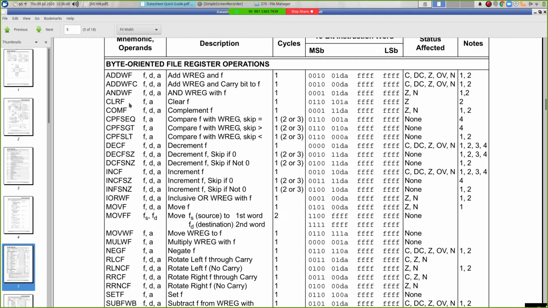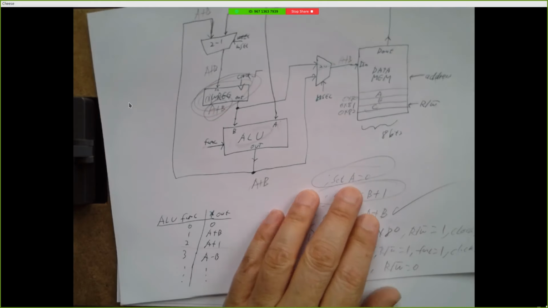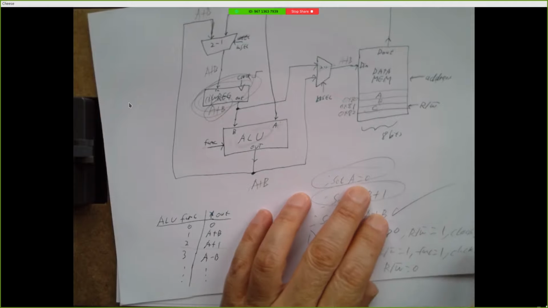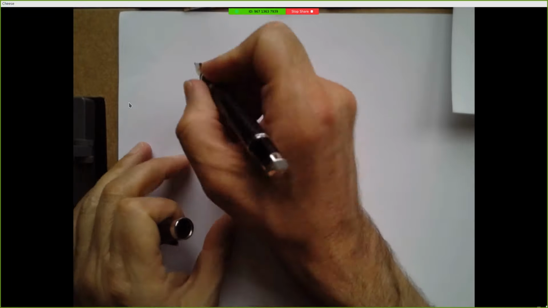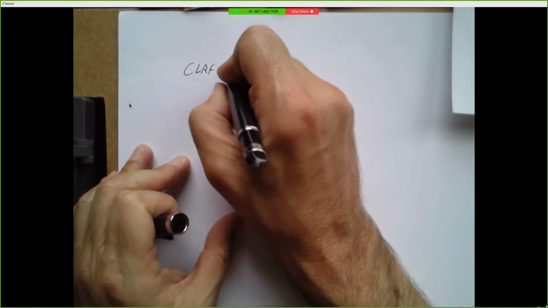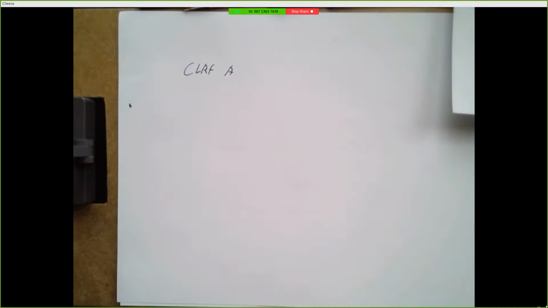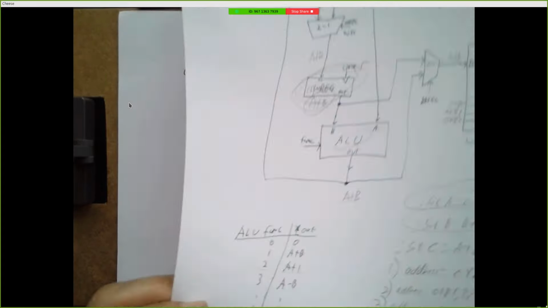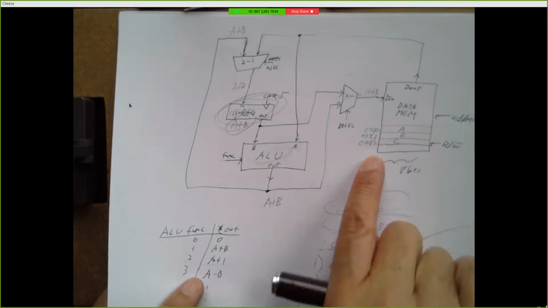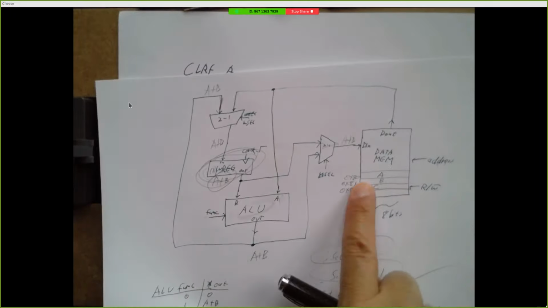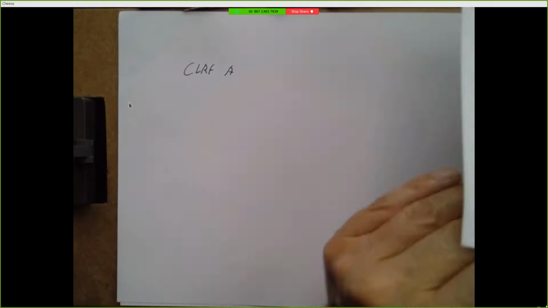So when we wanted to say here in the beginning, let's set file register A to 0, we could code that in assembly language as clear file register A. And as long as somewhere we've told it that A is at location 80, this will clear this location in memory when that instruction executes.